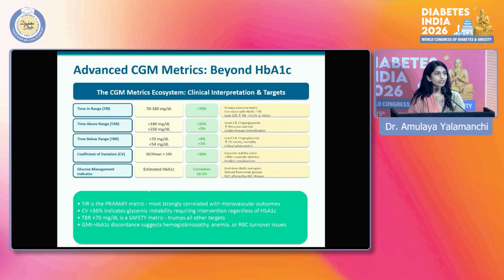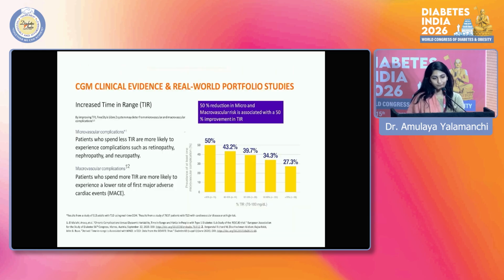But if the difference between GMI and HbA1c is more than 0.5%, then you have to look into whether there are any confounding factors for HbA1c, because RBC lifespan does not affect the glucose management indicator as it affects HbA1c.